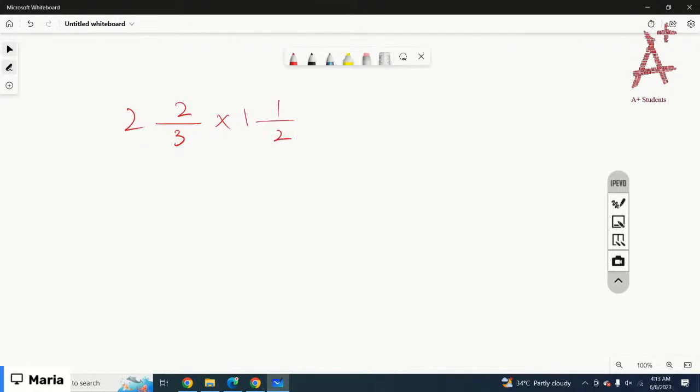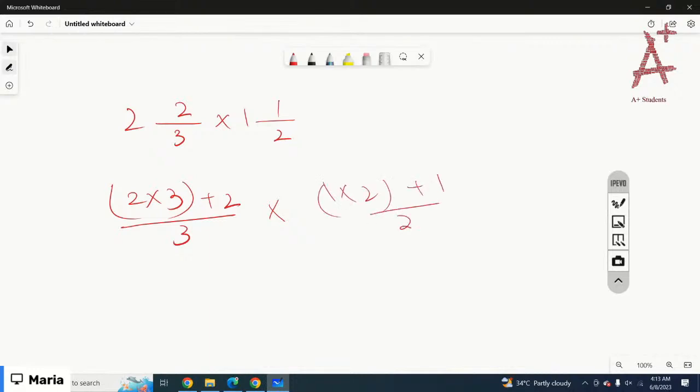Okay, let's just multiply. First you have to convert them to improper fractions and then you have to multiply. Let's convert them. You have to do 2 times 3, then add the numerator and divide it by the 3. You have to do the same thing over here, 1 times 2 plus 1 divided by 2. So 2 times 3 is 6 and 6 plus 2 is 8 over 3. Same here. You have to do 2 times 2 plus 1, 3 over 2.